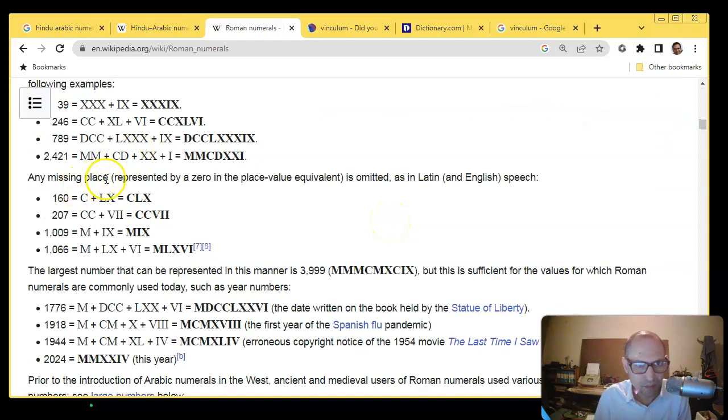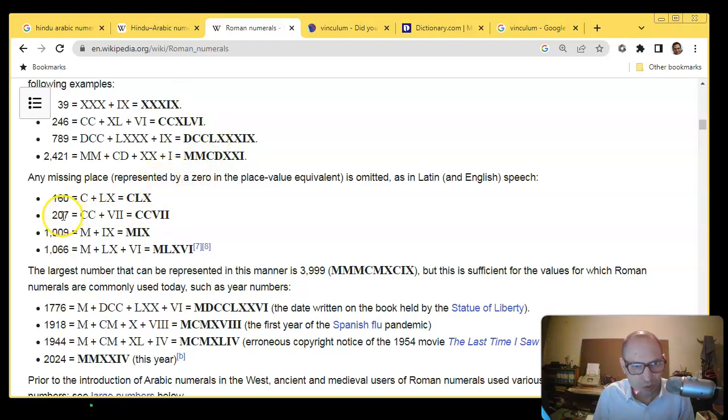And then any missing place represented by zero in the place value equivalent is omitted, as in Latin speech. So for example, suppose that your number is 160. A C is 100, and a 60 would be an L, which is 50, plus an X, which is 10, that is 160, right? That means that this zero, which is a placeholder in the decimal number, you don't have to worry about it as long as you have represented the value of the number in Roman numerals.